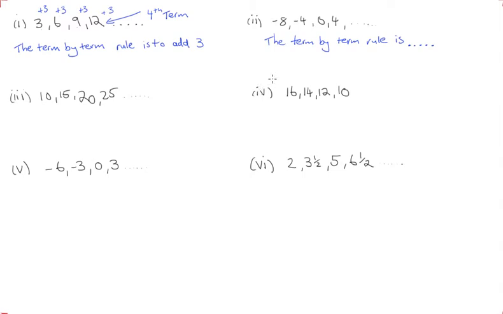Okay, hopefully you've been able to have a go at all of them. I think the tricky ones in particular are this number 6 one, and maybe number 2 and number 5. So let's see what's happening here. The term by term rule is, so let's see what's happening. To go from -8 to -4, we have to add 4, don't we? And to go from -4 to 0, we have to add 4. To go from 0 to 4, we have to add 4. So the term by term rule is to add 4. All right?